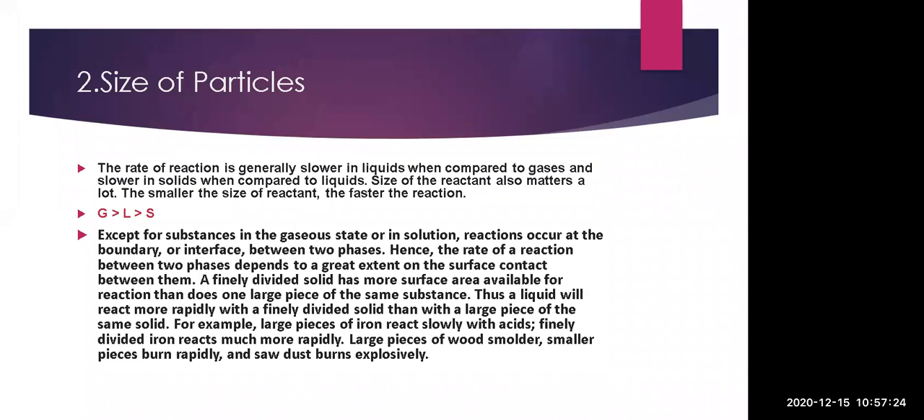When it is reacted with any other compound, the rate of reaction is higher for the finely divided substances. Why? Because its surface area is more. It will have a higher surface area, so the rate of reaction also increases because of it. So a liquid will react more rapidly with a finely divided solid. Obviously, when a liquid is added to a finely divided solid powder, what will happen?